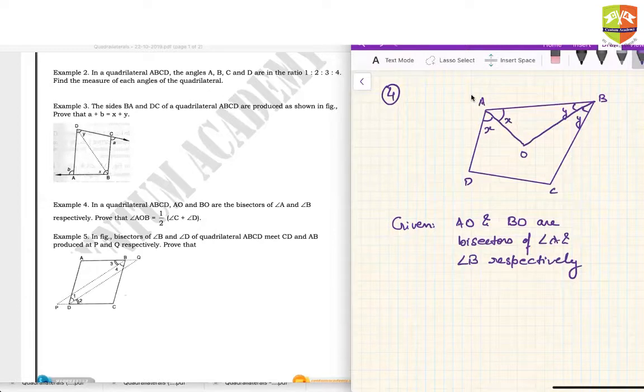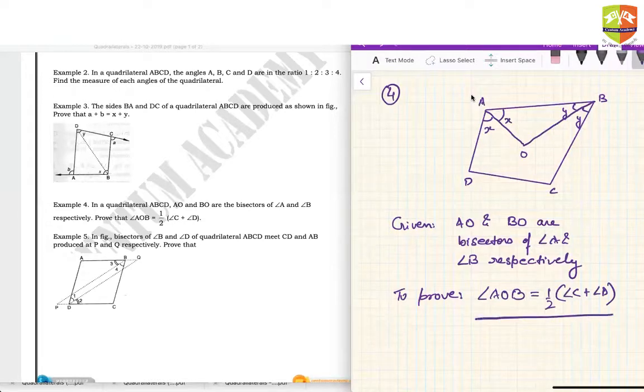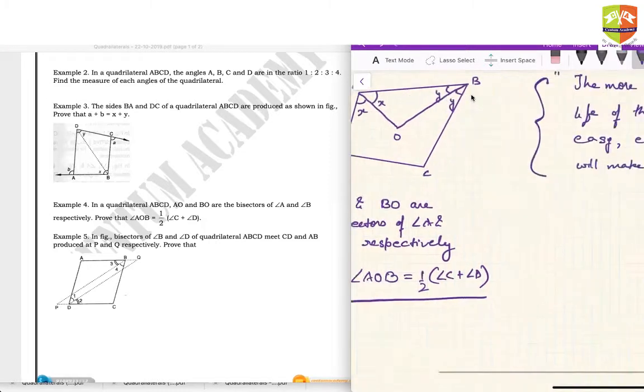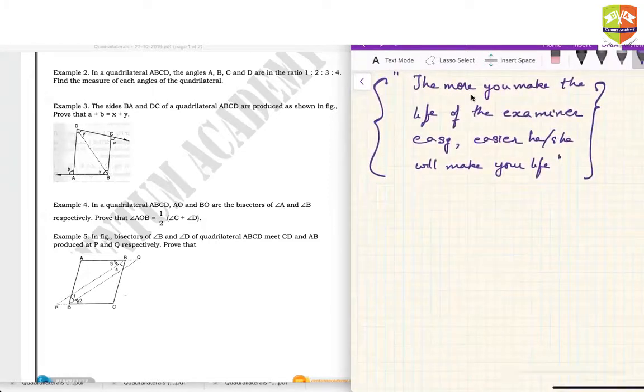Now, to prove, what is to prove? You have to prove that angle AOB is equal to half of angle C plus angle D. Many a time we also adopt a check. What is the check? We can check whether the given problem is really correct or not. How do we check? You can take some special cases. For example, let this ABCD be a square. Now let me show you how to keep these checks in mind.